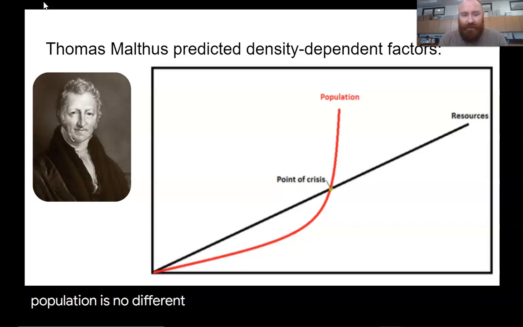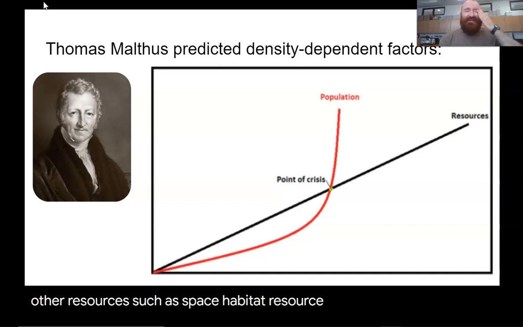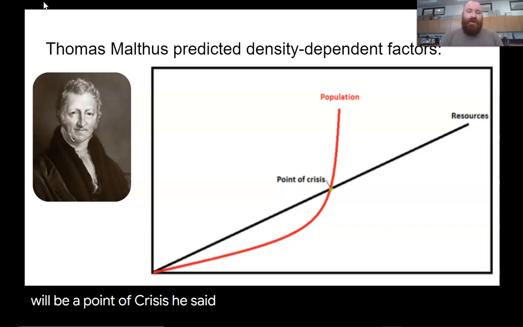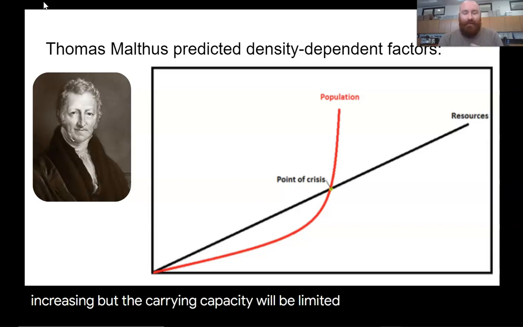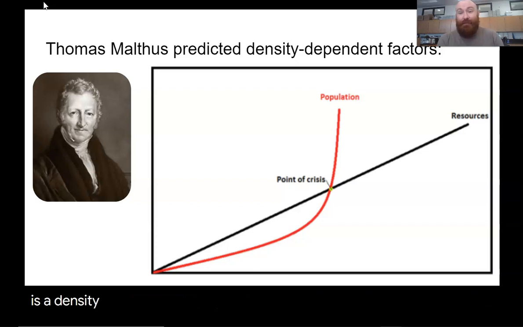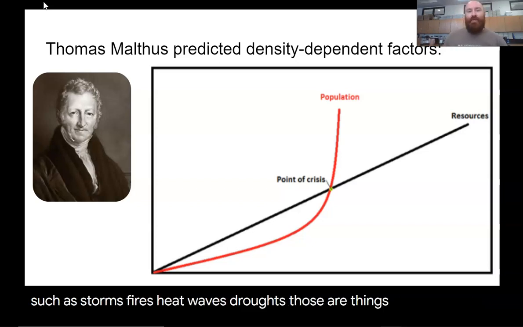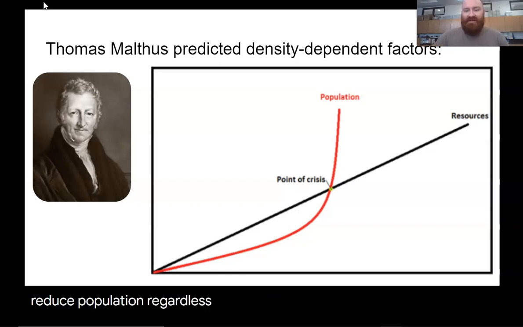So what he predicted was that there would be a linear growth in resources, things like food, especially food, but also other resources such as space, habitat, and water. And there will be a point of crisis, he said, where population growth will still be increasing, but the carrying capacity will be limited. That point of crisis is a density dependent factor, as opposed to density independent factors such as storms, fires, heat waves, droughts. Those are things that would reduce population regardless of population size.